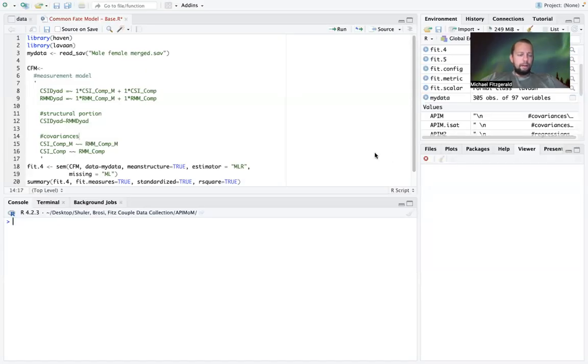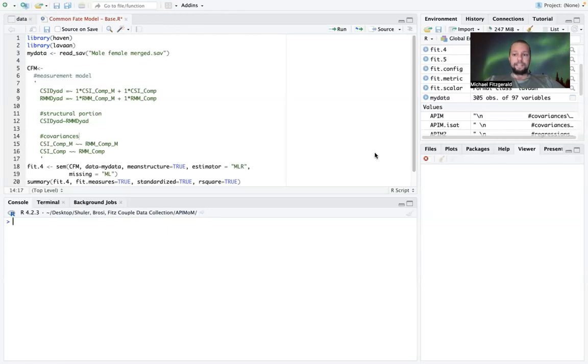Hello everyone. In this video, I am going to be going over the common fate model. So the common fate model is a seldom used dyadic analysis that I actually believe is one of the most underutilized dyadic methods. You will see that the actor-partner interdependence model, or the APIM, is published much more frequently due to a variety of reasons.